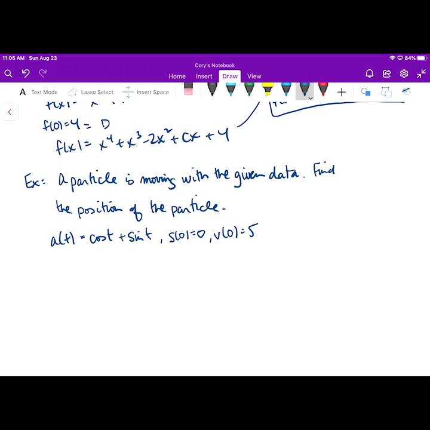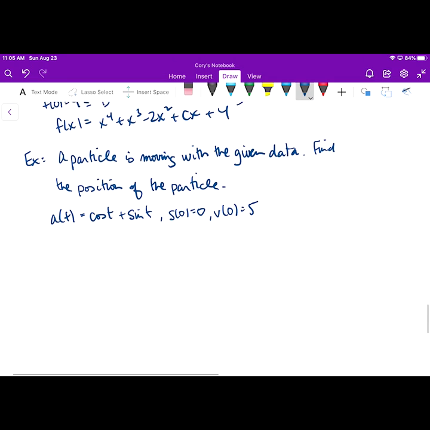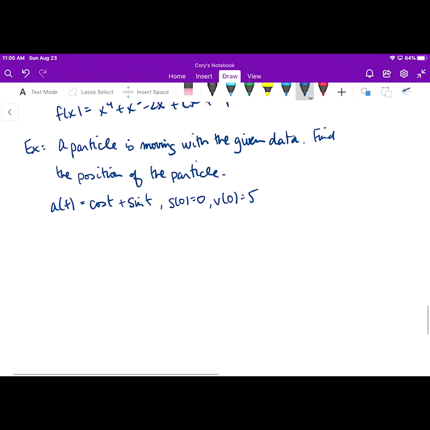Okay, so we're given acceleration. We know that the antiderivative of acceleration is velocity, and I can go ahead and take the antiderivative of the acceleration function the way that it's written right now. So the antiderivative of cosine is sine, again, because the derivative of sine is cosine. And then the antiderivative of sine is negative cosine. And then we're going to add the constant c to the end.